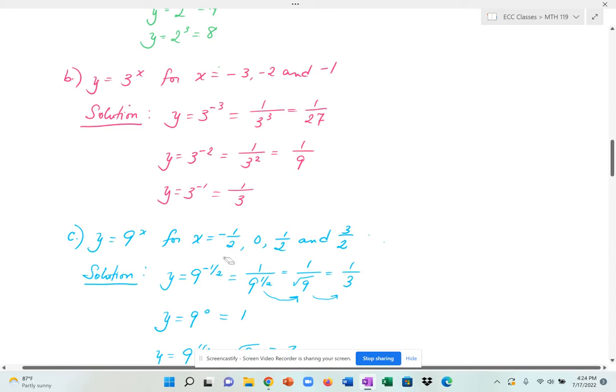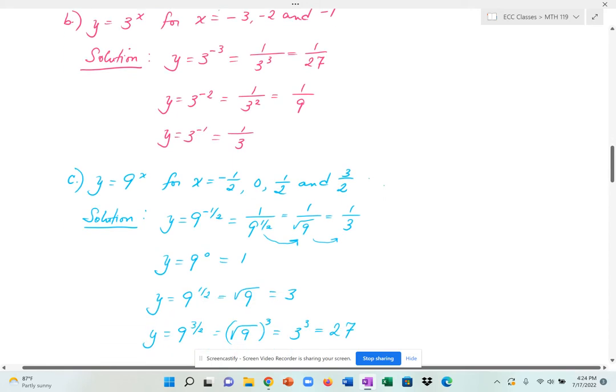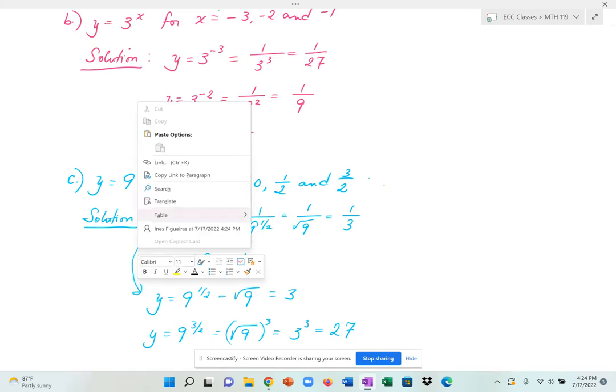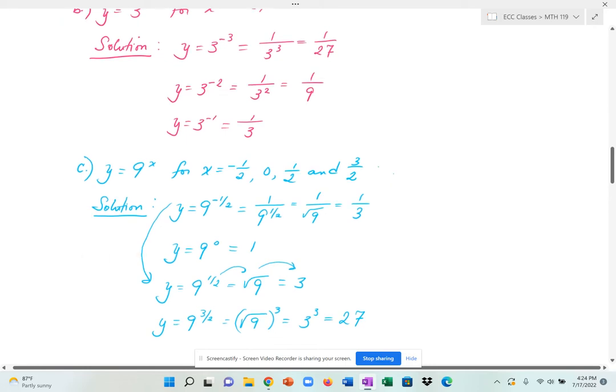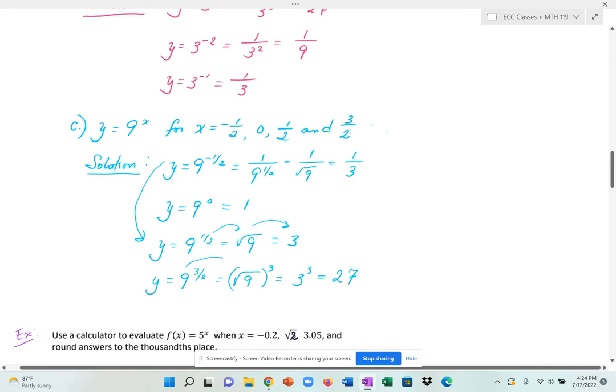When I plug in the next number for x, that's 0. Remember, anything to the 0 power is 1, so 9 to the 0 is 1. When I plug in the fraction 1/2, it's similar to the first one here, except I don't have to take the reciprocal because my exponent is positive. So this is just the square root of 9, which is equal to 3. And when I input the last fraction, 3/2, this is the same as the square root of 9 to the third power. The square root of 9 is 3, and when you cube it, you'll get 27. So that's just a few examples of how to evaluate an exponential expression.